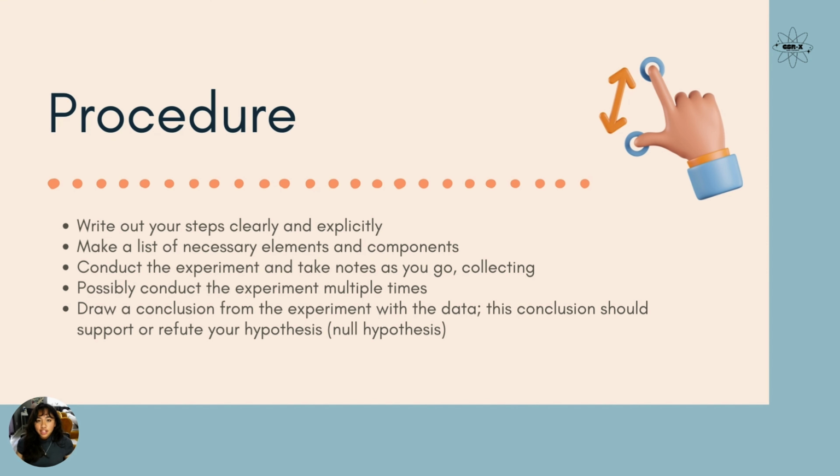Possibly you're going to want to conduct the experiment multiple times. Yes, you will want to have a sample size or a sample pool, but you might want to do that more than once as well, just to make sure that your first trial wasn't a fluke or anything like that. Lastly, you're going to want to draw the conclusion from your experiment with the data. This conclusion should support or refute your hypothesis, or again, like we talked about before, have a null hypothesis. Sometimes you find that there is no relationship between your variables.